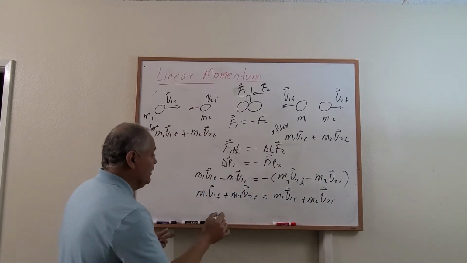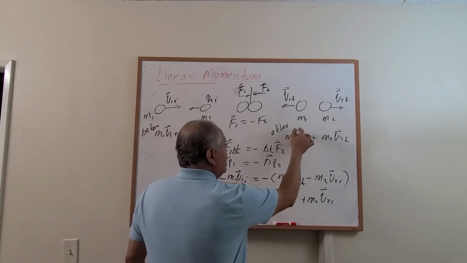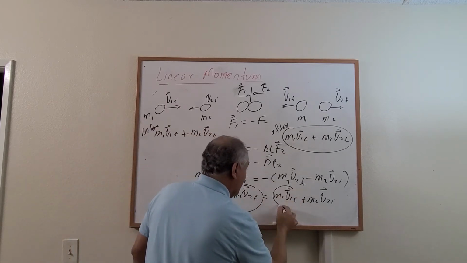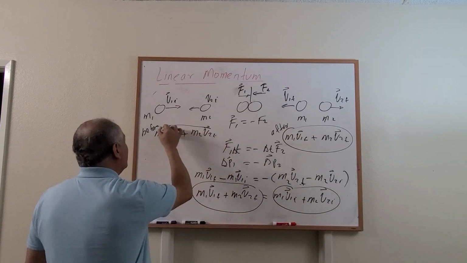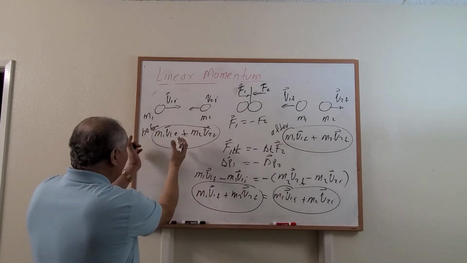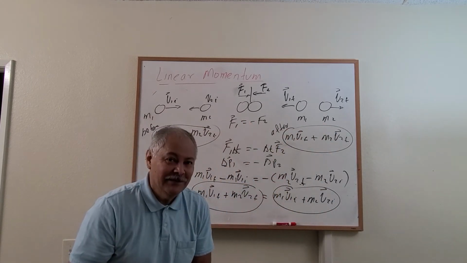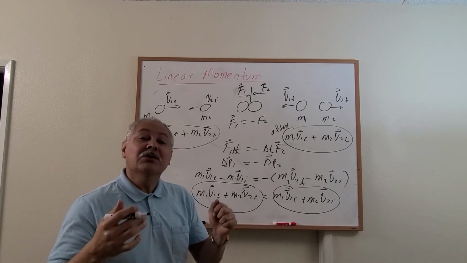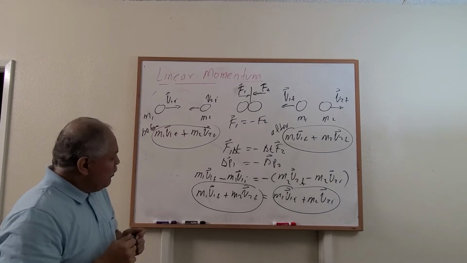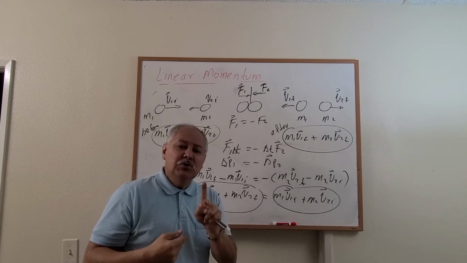Perfect. But what is this? This side is just the total after collision, and this one is just the total before collision. So it's the same. The total before collision is equal to the total after collision. So momentum is conserved. That's why momentum is important, because it is conserved.